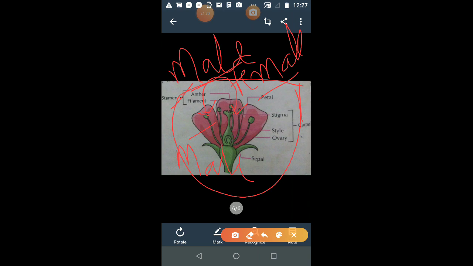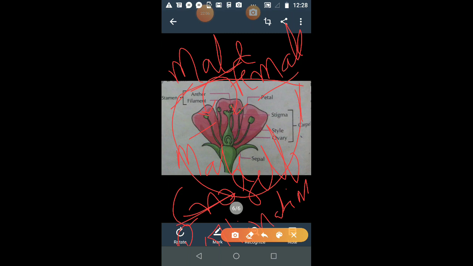See, in the same flower both parts are there, male and female. So in the same flower, this male part which contains pollen grains enters into the stigma of the same flower. So this is known as cross, or sorry, this is known as self pollination.